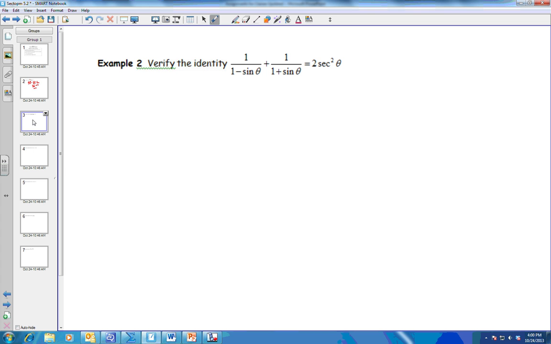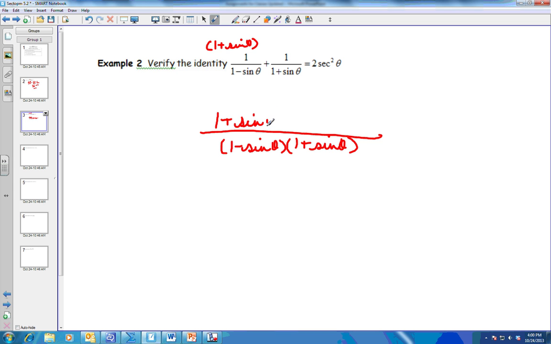Verify the identity. Okay, and so I want the left-hand side to look like the right-hand side. So the first thing I see is two fractions that need to be added together. So I'm going to find a common denominator. My common denominator will be 1 minus sine theta and 1 plus sine theta. So this first fraction, its denominator is only 1 minus sine theta. So I need to multiply this by 1 plus sine theta. And I'm actually multiplying the top and the bottom by that. So that top is going to change to 1 plus sine theta.